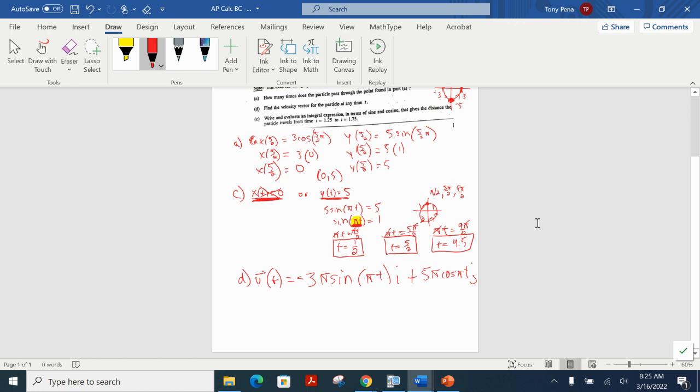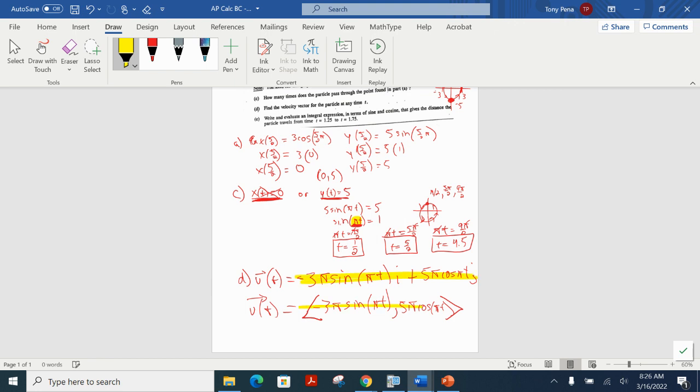What they also are okay with here, and I've seen this more and more recently, is they're going to use these little vector caret things, instead of parentheses, to indicate that this is a vector. So they're kind of parentheses, but they're little carets. So you could write this now as negative 3 pi sine of pi t, and then you just do comma, and then 5 pi cosine of pi t. So these two things mean the exact same thing. Okay?